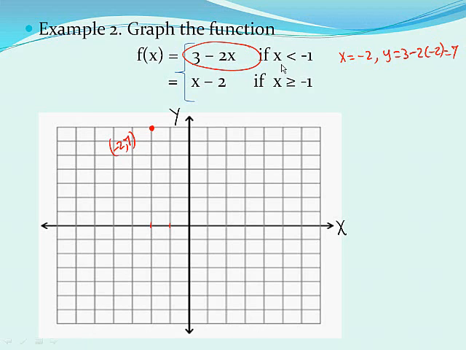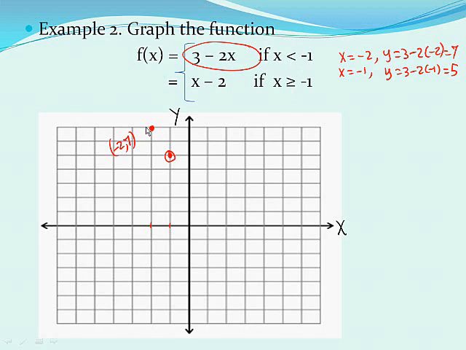Now we can also take x equal to negative 1 even though it is not part of the graph, and that is going to be a boundary point. So when x equal to negative 1, I will get y equals 3 minus 2 times negative 1, so that will be 5. When I plot that point, x equal to negative 1, y equal to 5, that will be plotted here. But notice that x equal to negative 1 is coming from the second inequality. So I need to select this as a circled point.